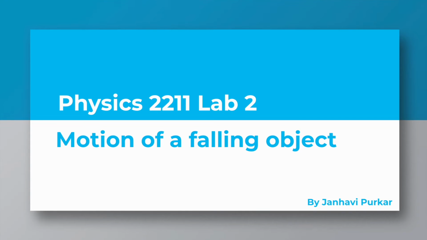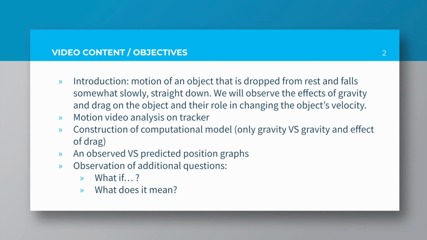Hi everyone, my name is Janhavi and this is my individual lab 2 based on the motion of a falling object. In this lab, I will be analyzing the motion of an object that's dropped from rest and falls somewhat slowly straight down. I'll be doing this using Tracker. We'll then observe the effects of gravity and drag on the object and their role in changing the object's velocity.